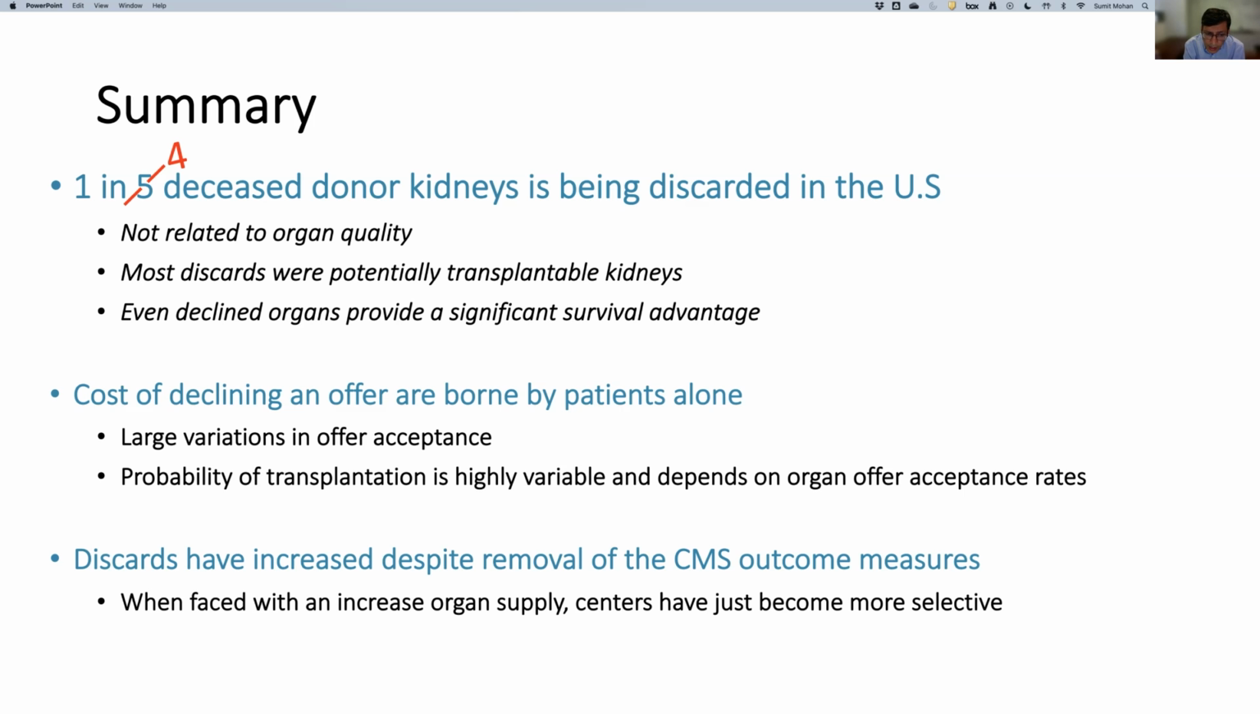And despite the fact that, for many years, people said the pressure was because we were looking at post-transplant outcome that was making centers conservative, the CMS outcomes measure has now been gone for several years. And yet that has made no perceptible difference on the discard rate. So it's hard for us now to say that that's what was driving our selectivity. We have just gotten more and more selective with an increase in organ supply.